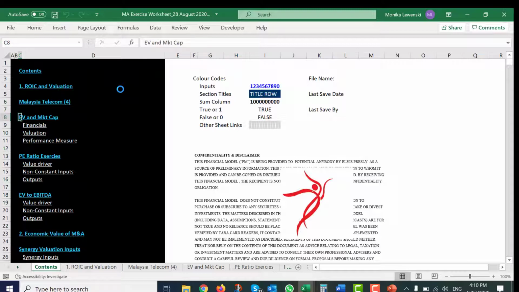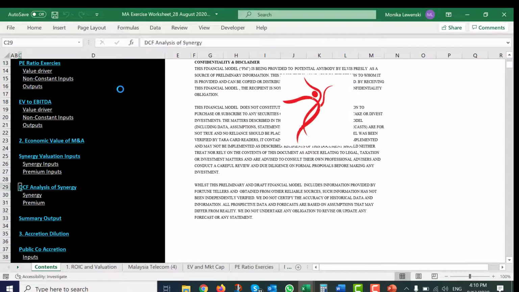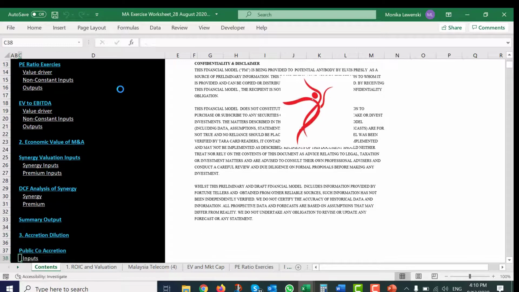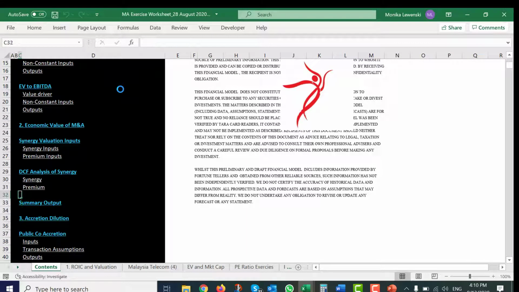And then we'll talk a little bit about standard valuation. When you see a PE ratio that's high or low, or an EV to EBITDA ratio that's high or low, how you should think about it. And there's a big theme here. And then I'm going to go through the economic value of an M&A with some synergy analysis, just using that little thing before. And then we'll do a DCF analysis of the synergies.